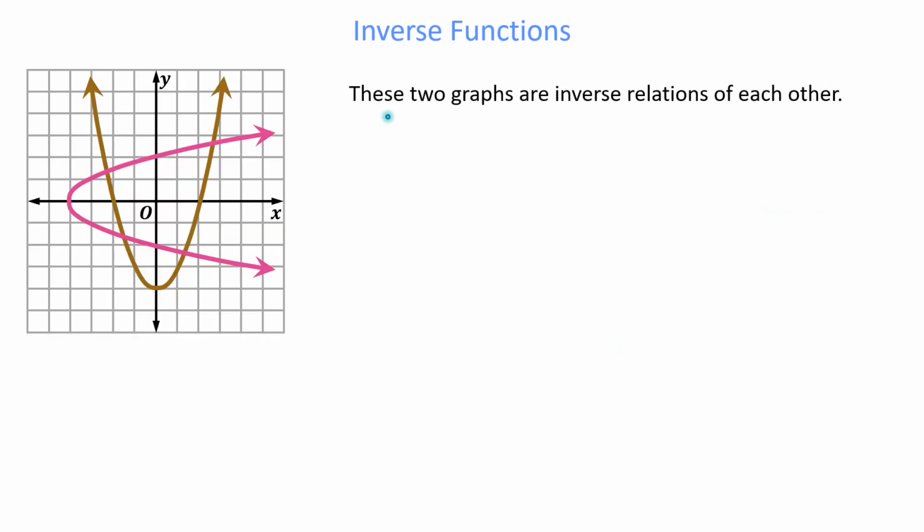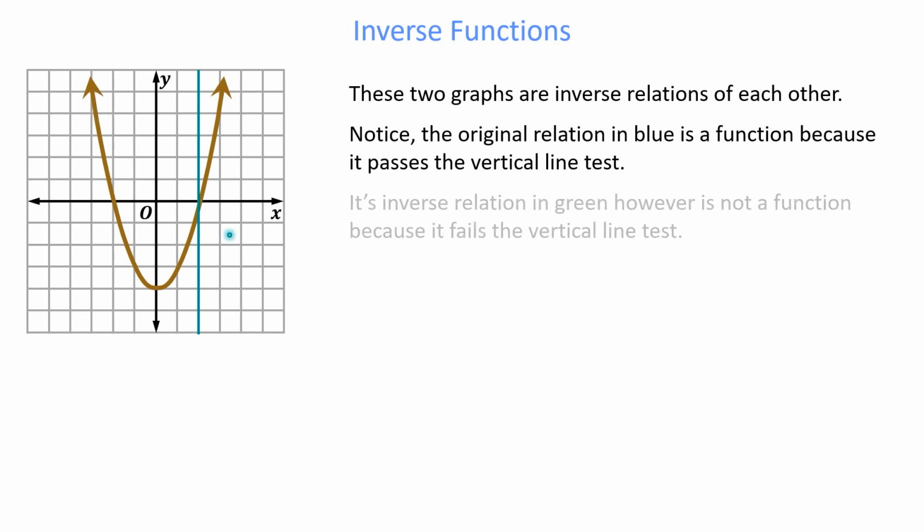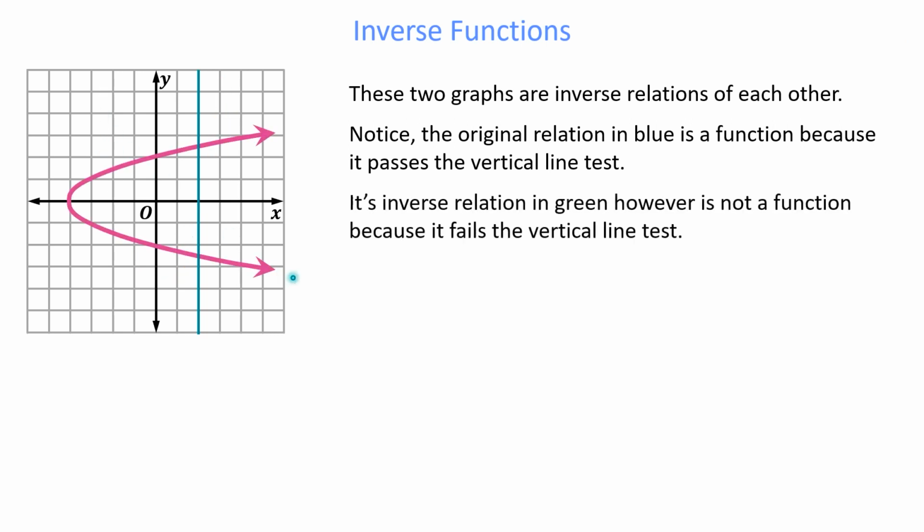Now, from the previous slide, we saw that these two graphs are inverse relations of each other. So what we'll do now is look at them in terms of whether they are a function or not. If you look at this graph of the original relation in blue, and we use the vertical line test, at any point where I draw this vertical line, you can see that it will only intersect once with the graph. This makes this original relation a function. However, if we look at the inverse relation in green, you can see that the vertical line intersects the green graph twice. So this green graph is not a function.